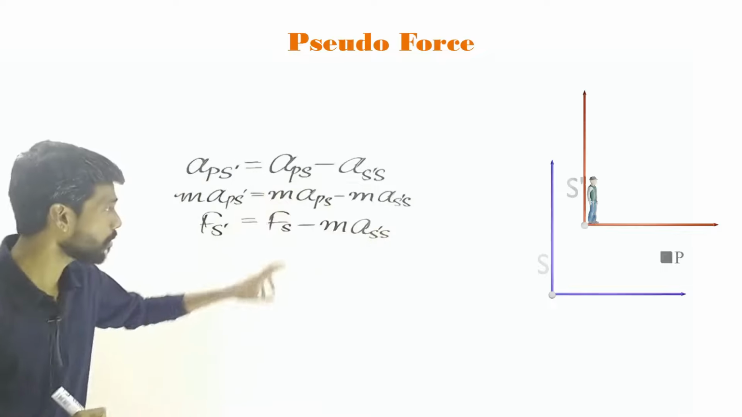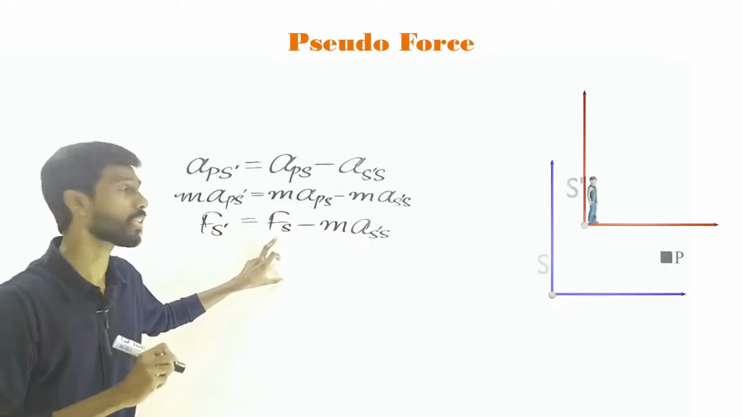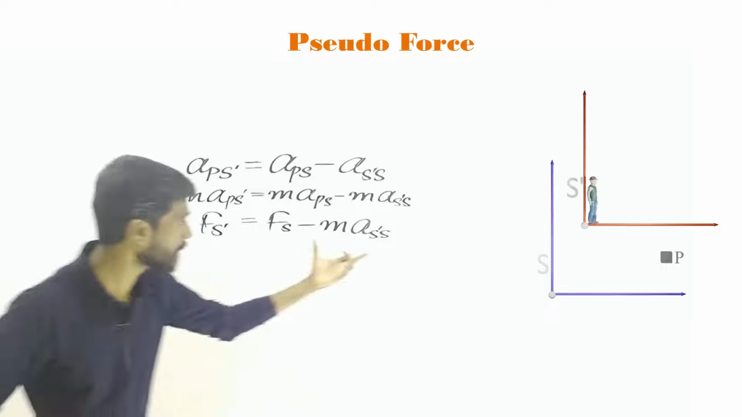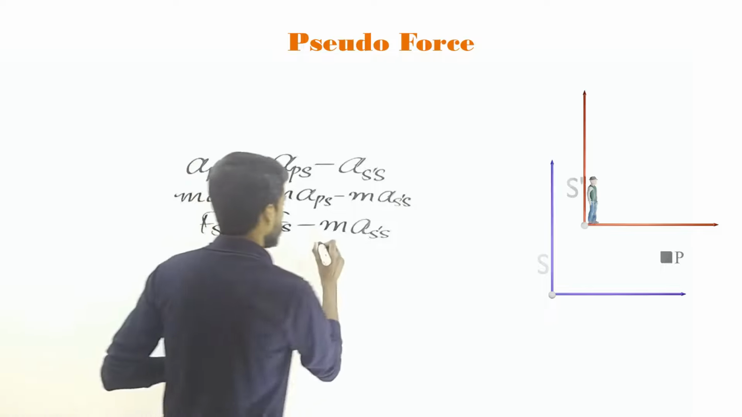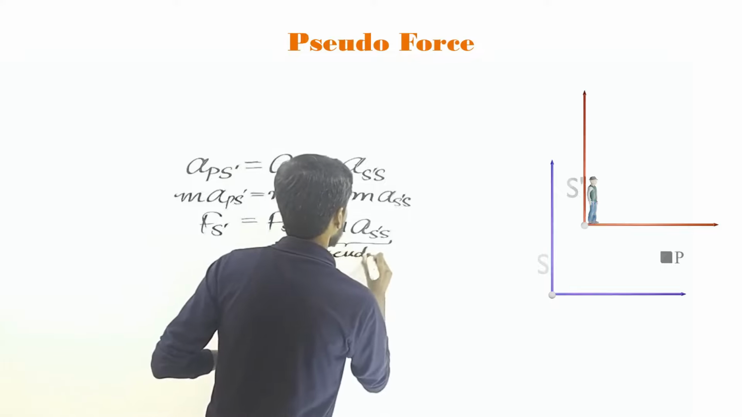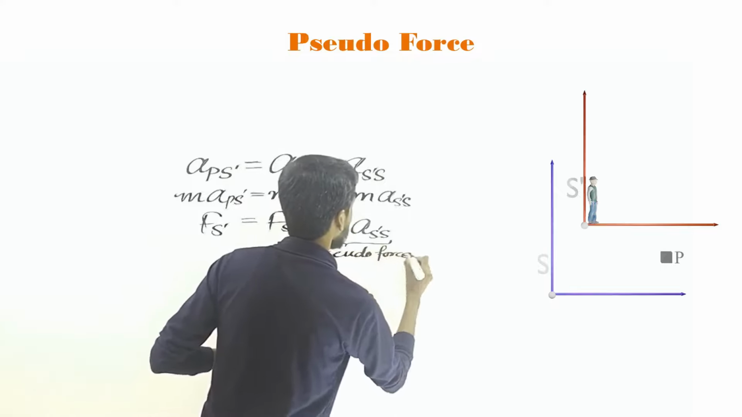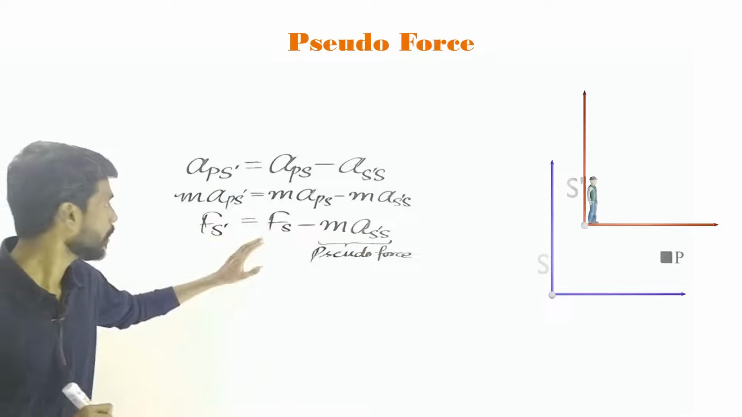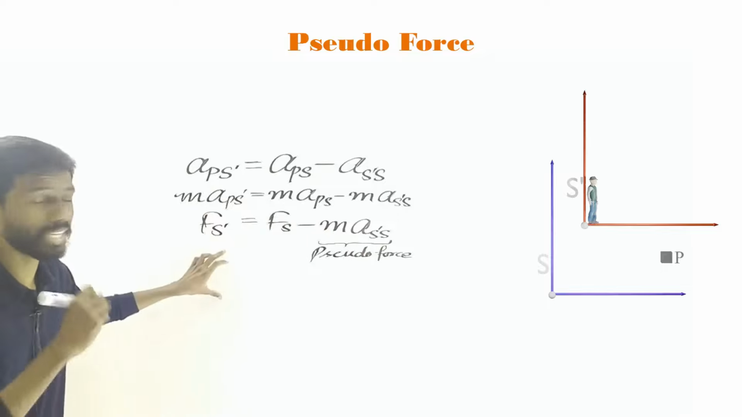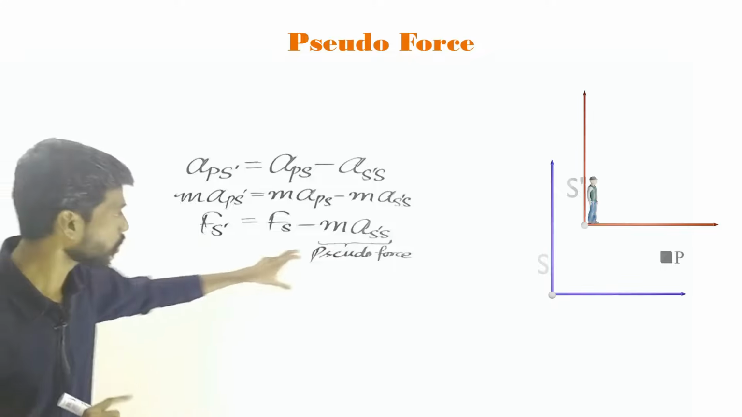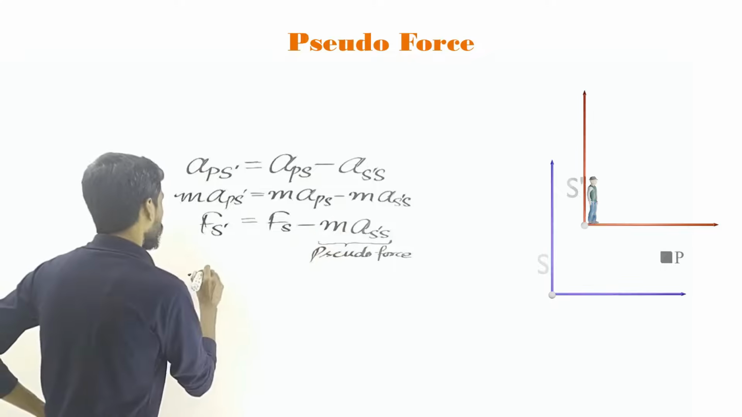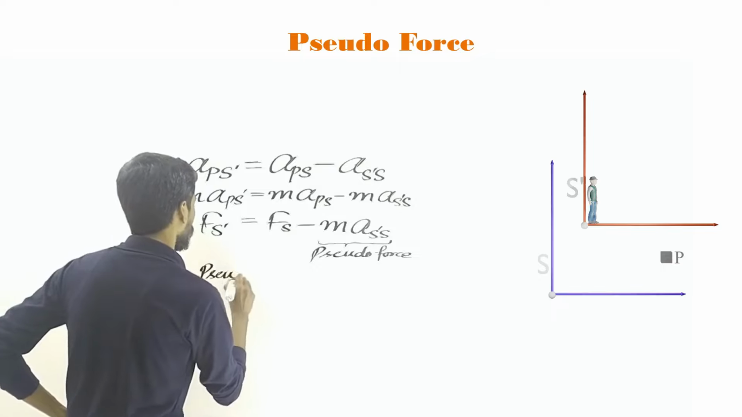So the actual force is not what is observed by that person from the moving frame of reference. There is some extra term. This extra term is called the pseudo force. The pseudo force is the extra term added to the actual force, and that gives you the force as observed by that person. Just remember this formula. So what is the formula for pseudo force?